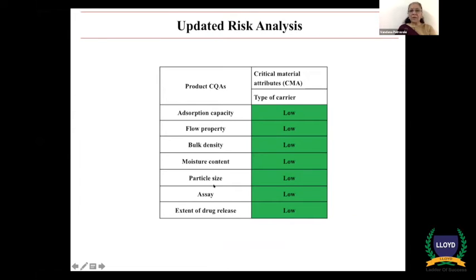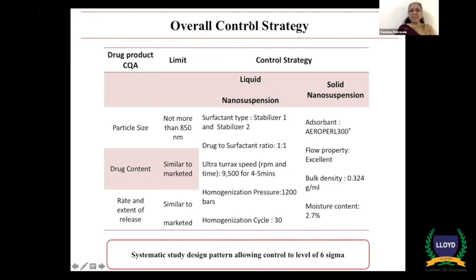So this was the updated risk, and this is the overall control strategy now. We have used two stabilizers. We have used a drug to surfactant ratio of 1:1. We have used Ultra-Turrax speed for 5 minutes. We have used 1200 bars and 30 as the homogenization cycle number.